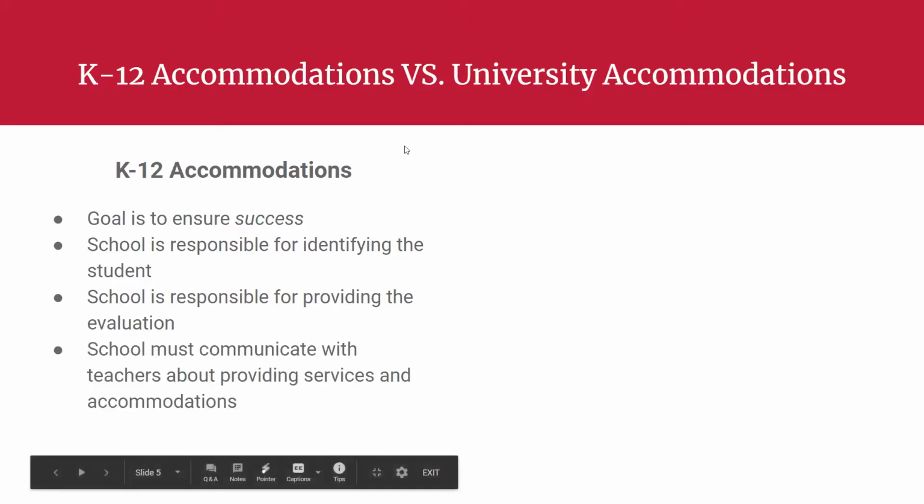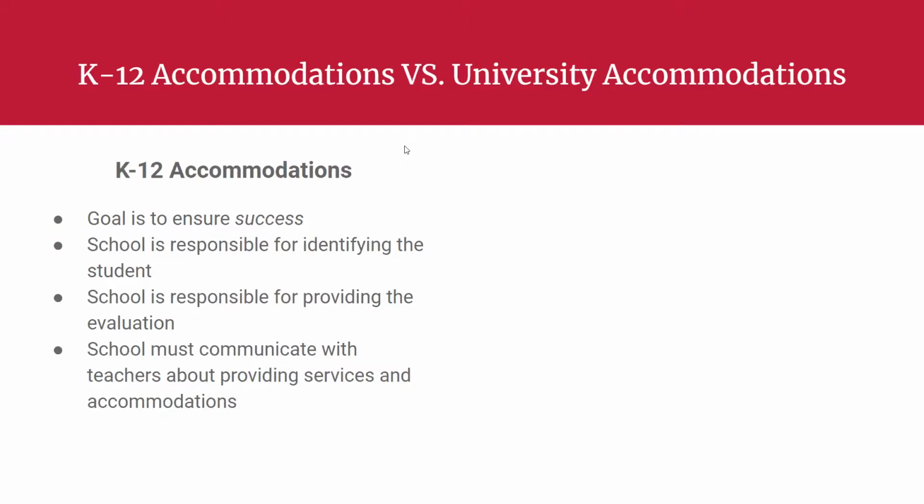And the school's IEP team or the 504 team, they're the ones who communicate the accommodation needs to the instructors and make sure that they're being implemented. So the way that the university accommodations are different is that our goal is to ensure access. So we want to make sure that all students, regardless of whether or not there's a disability, are on the same playing field. So there's no deficits that exist, and the accommodations are meant to remove those deficits.